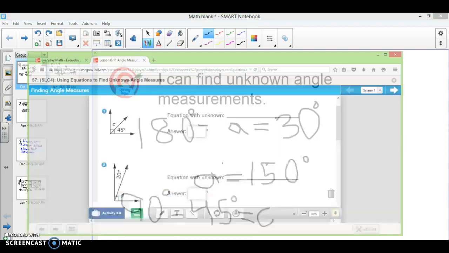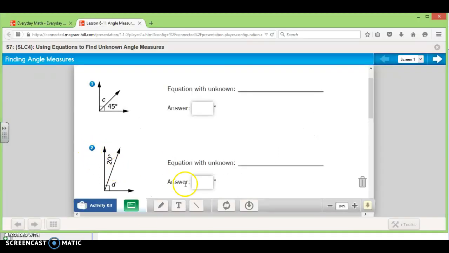So here's what I want you to do. I want you to do number 2, write your equation and answer on a piece of paper and bring it to group. I'll see you then.